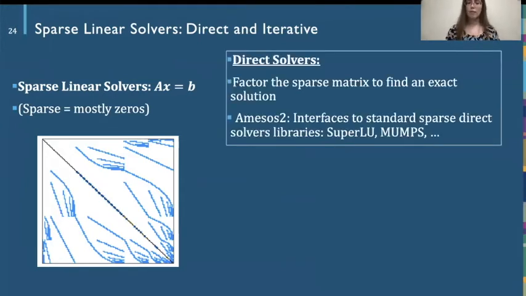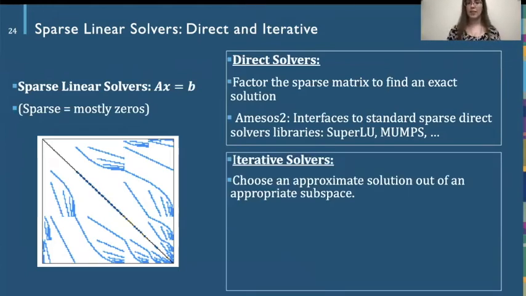First, we have direct solvers. These are similar to the Gaussian elimination you learned in your undergraduate linear algebra class, but we use a few extra tricks to keep the matrix sparse. Otherwise, we'll have lots of fill-in, and a lot of those zero elements will turn into non-zero elements and eat up our computer memory. So direct sparse solvers use a special factorization of our sparse matrix to find an exact solution to our system. In Trilinos, these direct sparse solvers are provided by the package Amesos2, which interfaces to a handful of other packages that provide standard sparse direct solver libraries, such as SuperLU and MUMPS.